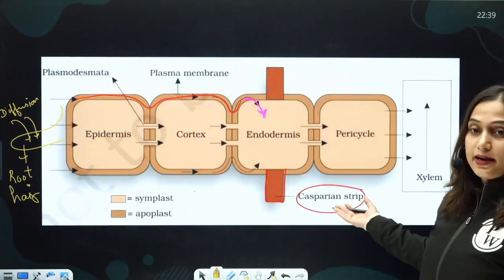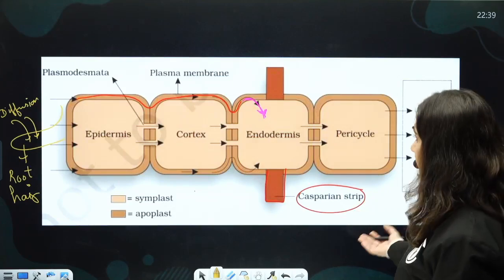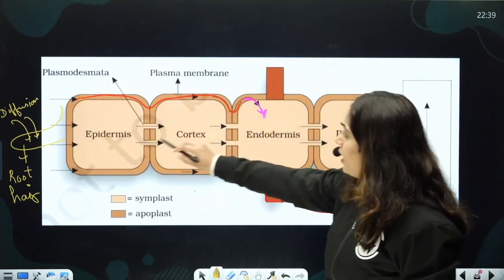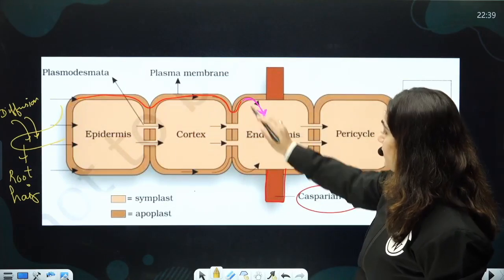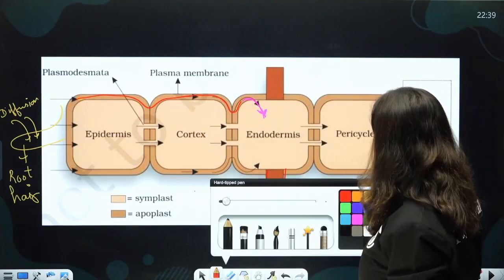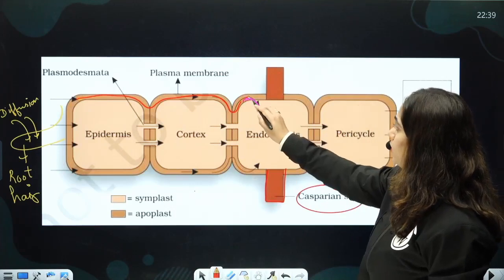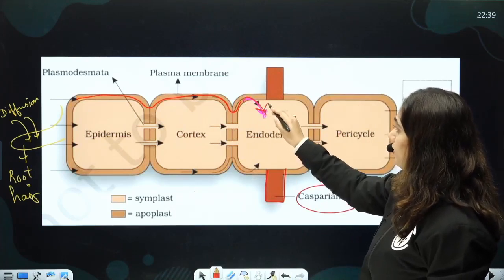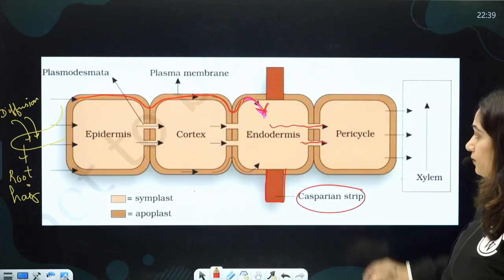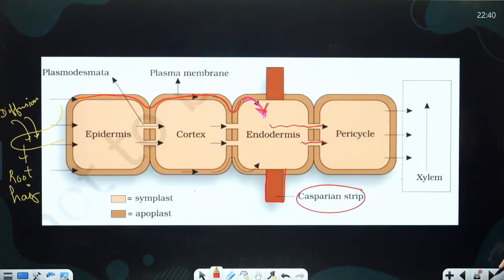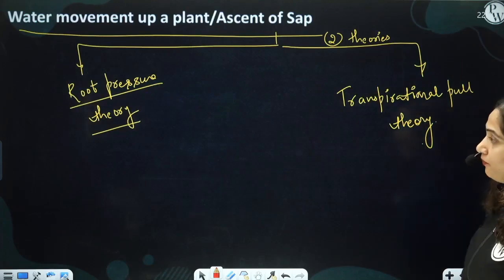Now this is the diagram of NCERT. You can see that up till here, the movement was through the cell wall, but at this point, when it has to cross the endodermis, the water has entered into the cell and the water will come out through plasmodesmata. So to cross the endodermis, the symplastic pathway is taken.